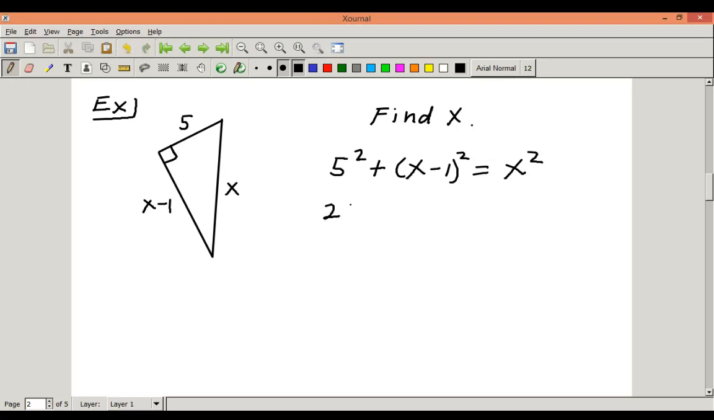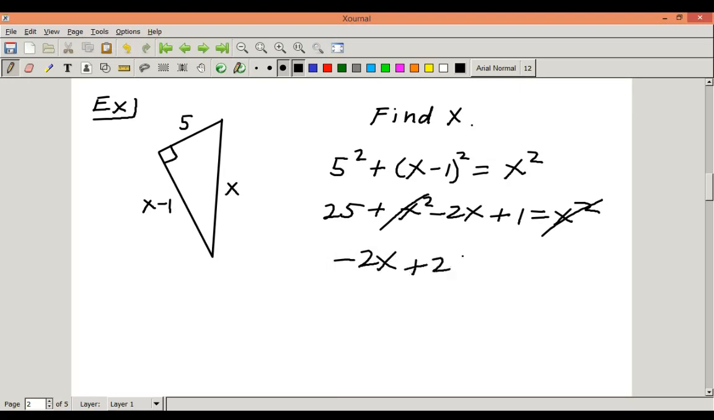So we got 25 plus, this is going to be x squared minus 2x plus 1 when you square out the binomial, equals x squared. Okay, looks like we can drop x squared from both sides. Subtract x squared from both sides. That's going to give us negative 2x plus 26 is equal to 0. All right, so negative 2x is equal to negative 26. So x is going to have to be positive 13. And I think that's all they wanted, so x is 13 by the Pythagorean theorem.